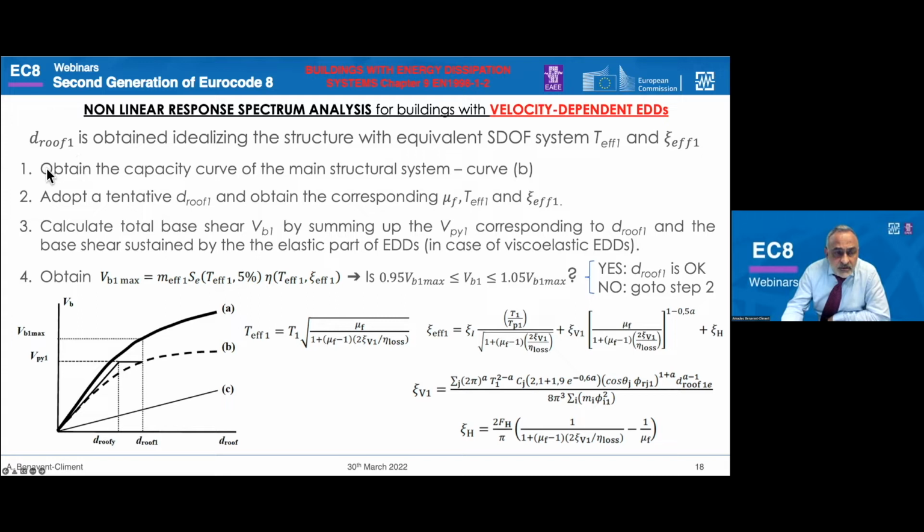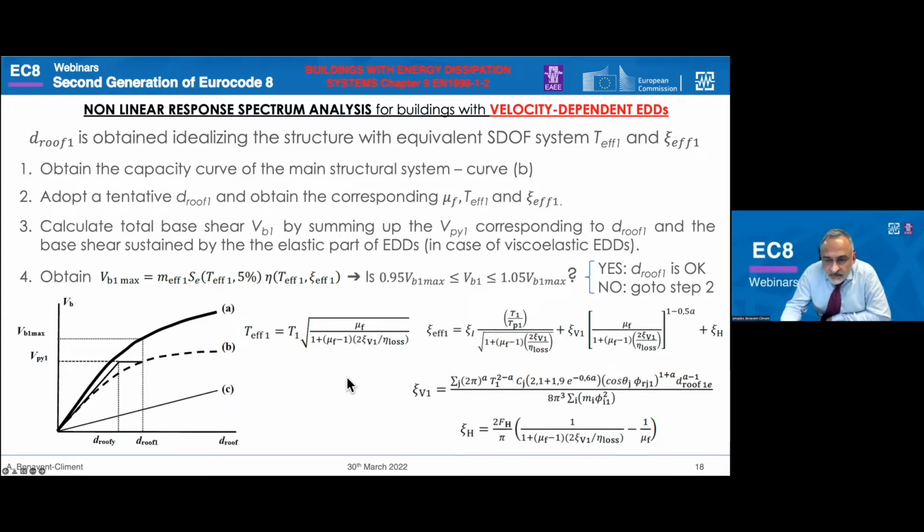So the procedure, the steps to obtain this maximum displacement at the roof in the first mode is first to obtain the capacity curve of the main structural system through a pushover analysis or using approximate approaches. Second, to adopt a tentative value for the roof displacement in the initial steps, and to obtain the corresponding values of the ductility factor, the effective period, and the effective damping ratio by using these equations that seem complex, but in fact they are not complex at all.